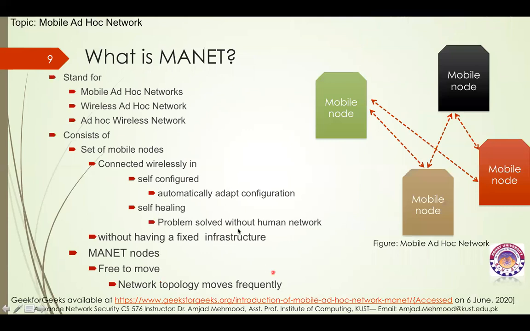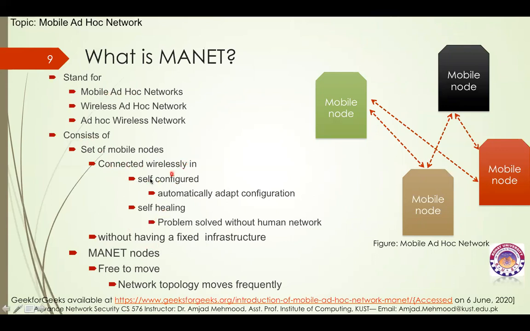Now, what does MANET stand for? There are different kinds of names. Normally, we name MANET mobile ad hoc network, wireless ad hoc network, or ad hoc wireless network. These are the names of MANET. So MANET consists of a set of nodes connected wirelessly, self-configured and self-healing, without a fixed infrastructure. As I have already mentioned, this is an ad hoc network, or infrastructure-less network. So there is no fixed infrastructure available for such nodes.